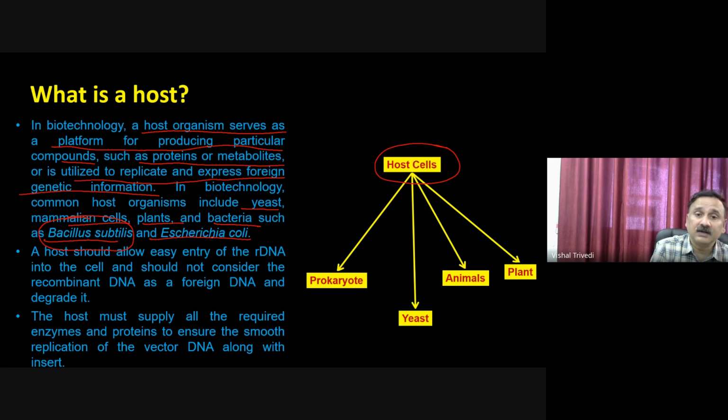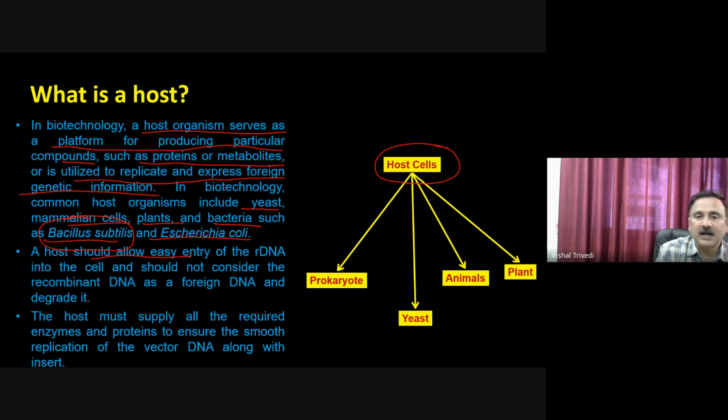And then the folding machinery of the E. coli is also very different when you are trying to overexpress a protein from the mammalian system or the yeast system. So that's why Bacillus subtilis is becoming more and more popular as the choice for overexpressing a particular protein which is from the eukaryotic system.